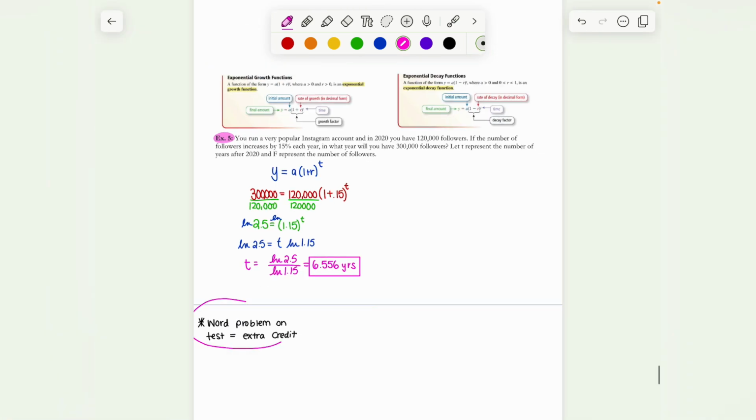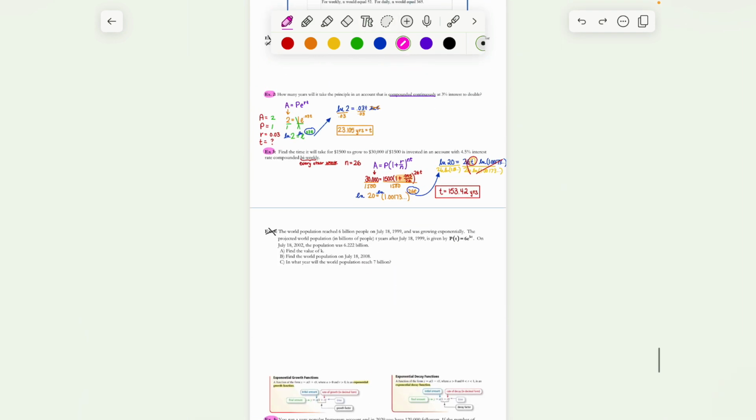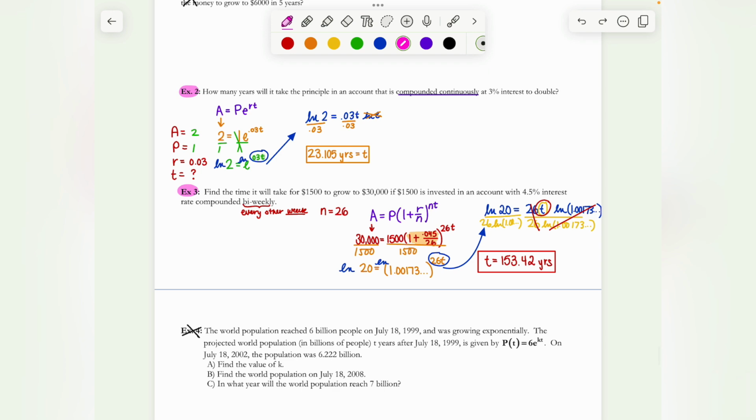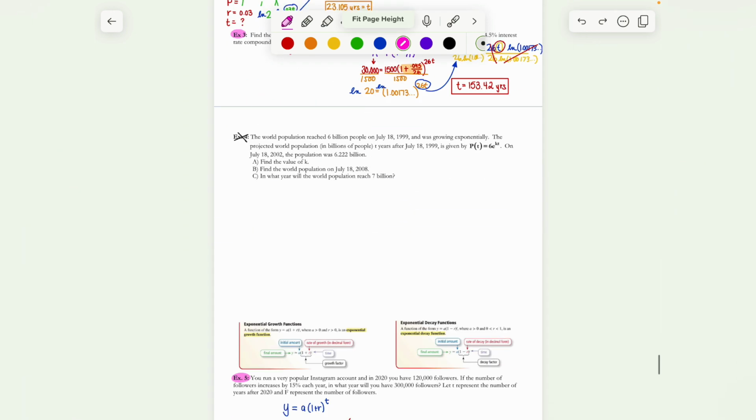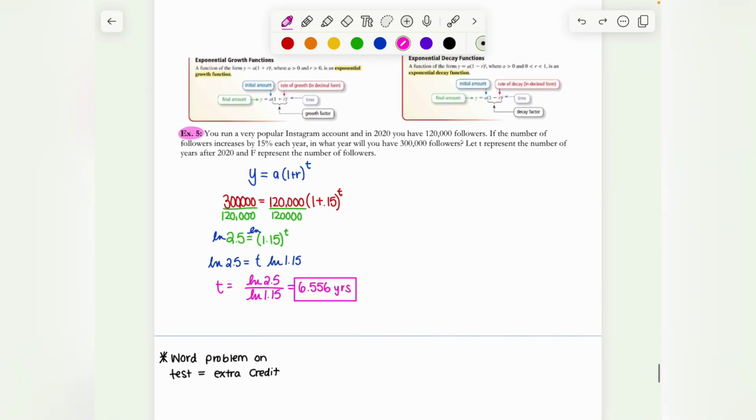Okay, so the word problem on the test, like I said, is extra credit. It's going to be kind of similar to something like we saw on our mini quiz or example 5. If I do give you a compound interest one, I would assume it would be more of the compounded continuously, but we will give you the formulas. So it shouldn't be too bad. Hopefully this makes sense. Go back, rewind, rewatch if you need to.